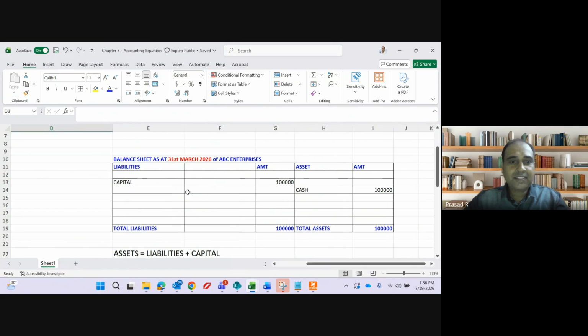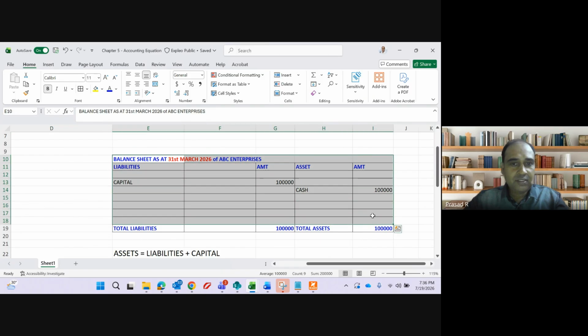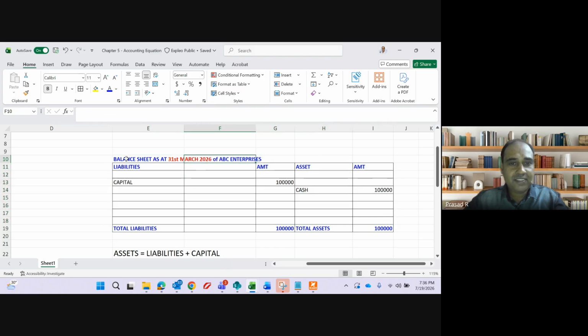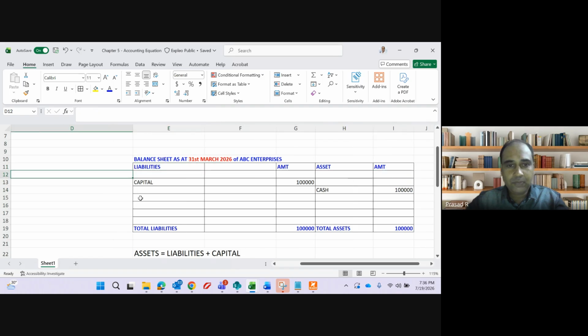Okay. So I was discussing the accounting equation in yesterday's class. When we started discussing the accounting equation, I showed you how a balance sheet looks. So this is the balance sheet of ABC Enterprises as at 31st March 2026. See, in a balance sheet, there are two sides. One is liabilities, another is assets. So liabilities amount, asset amount.